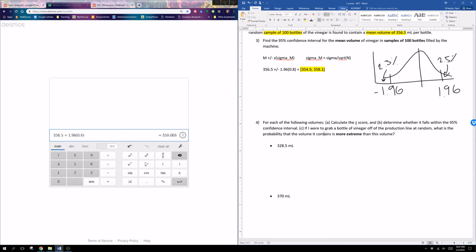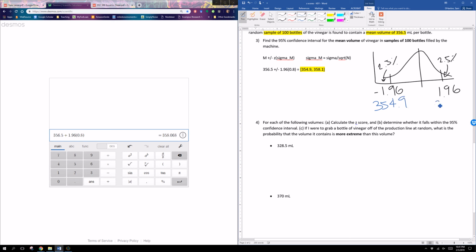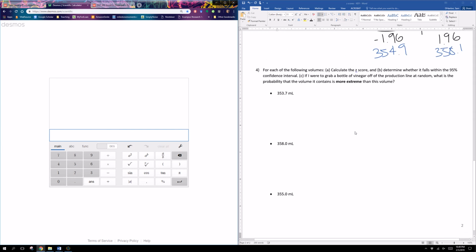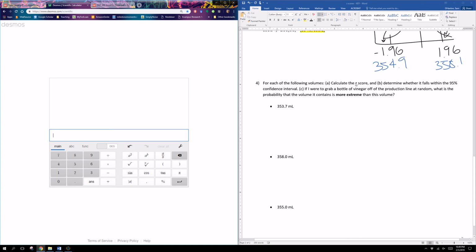So, these z-scores of plus and minus 1.96 correspond to this confidence interval of 354.9 and 358.1. Okay, so next we have 3 raw scores, and we need to convert them to z-scores, determine whether they fall within the confidence interval, and determine the probability of getting a volume that is more extreme than the given volume.